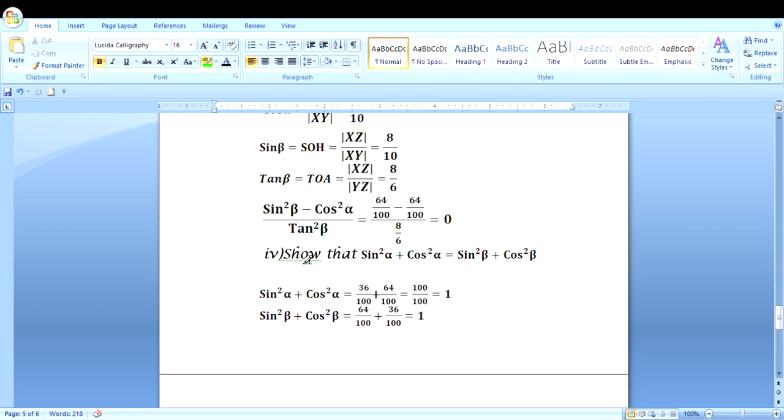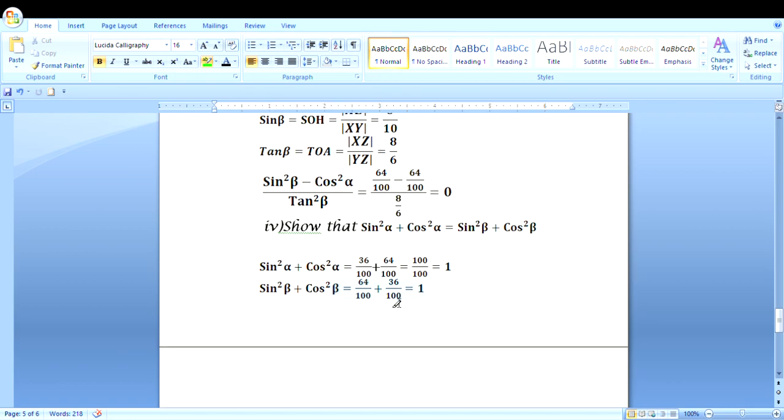Now I say we should show that sine square alpha plus cos square alpha is equal to sine square beta plus cos square beta. Now we already established that before, but let us show it. Sine square alpha is 6 over 10, and if we square it, it becomes 36 over 100, plus cos square alpha, which is 8 over 10, and if we square it, that gives 64 over 100. So 36 plus 64 is 100, divided by 100 is 1.